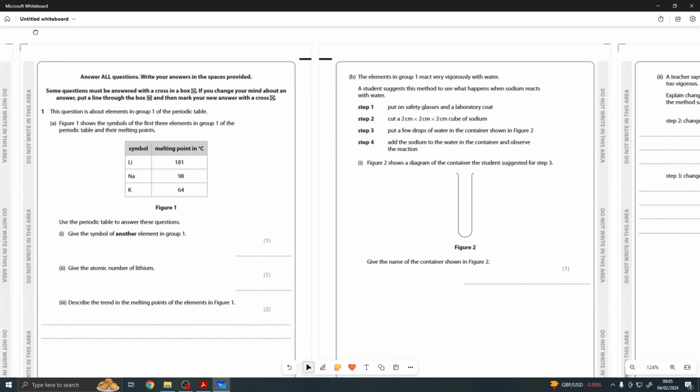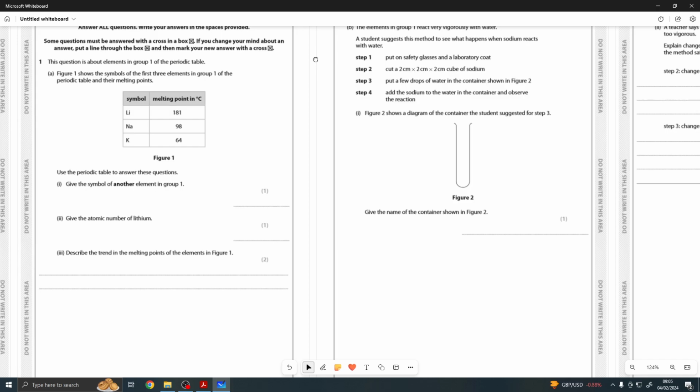Okay, let's go. Now the first question gives some information about Group 1 elements. It says, using the periodic table, can you give the symbol of another element? There are obviously several options below potassium there. I'm going to go with rubidium. Either caesium or francium would be fine. It then says give the atomic number of lithium. This is the smaller of the two numbers on the periodic table, which would be 3.